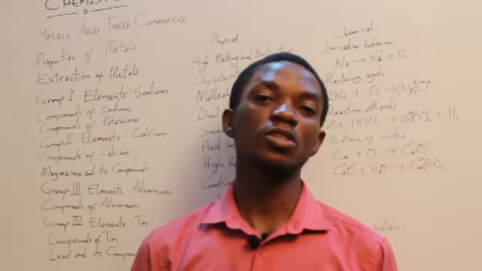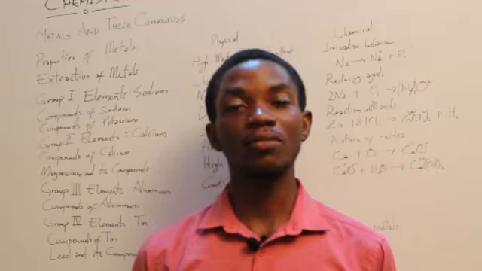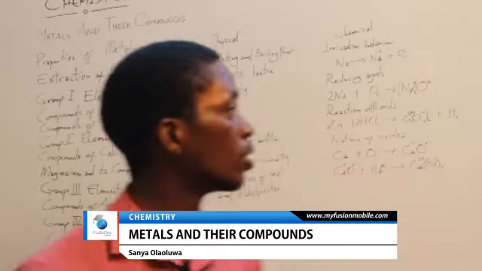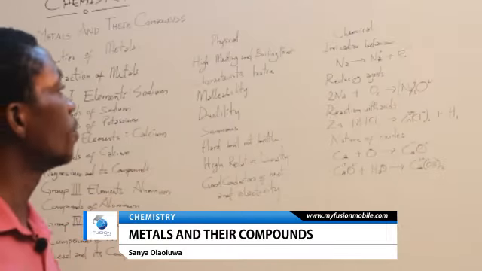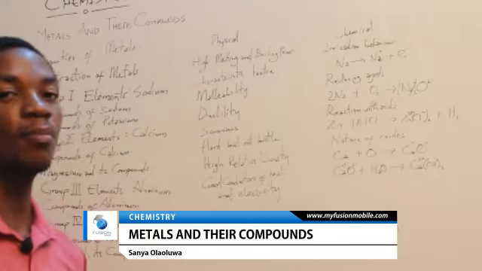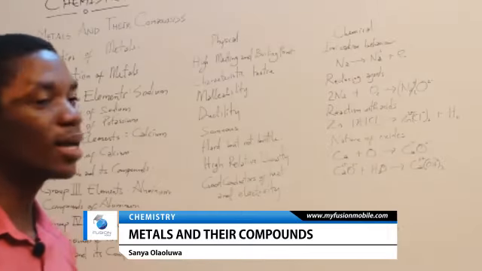But then there are some properties that are common to all metals. We have them written all over here. We have, based on their physical appearances, metals generally have a high boiling point. They have a characteristic luster. They are malleable.